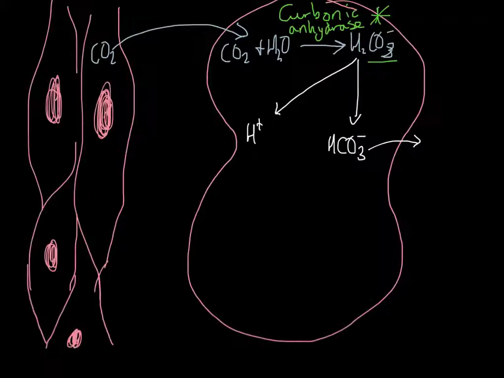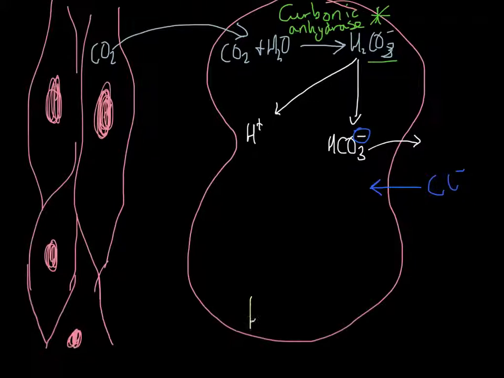Now as you can see, we've got a negative ion leaving the red blood cell. So we've got a change in negativity. And so what happens is we have a chloride shift to counteract that and ensure that the charge within the red blood cell is maintained.